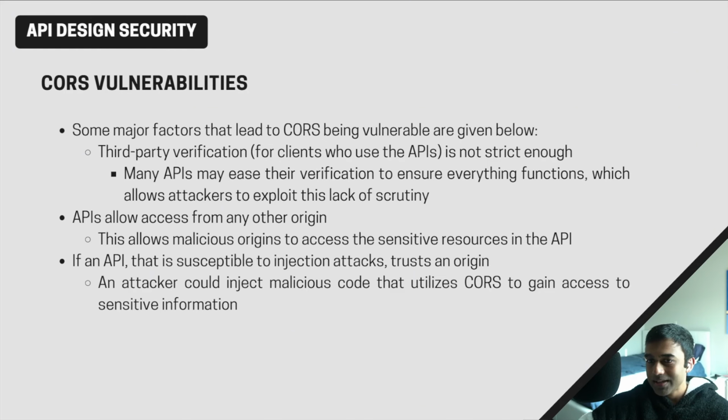And APIs allow access from any other origin, and this allows malicious origins to access the sensitive resources in the API. If an API that is susceptible to injection attacks trusts an origin, an attacker could inject malicious code that utilizes CORS to gain access to sensitive information.